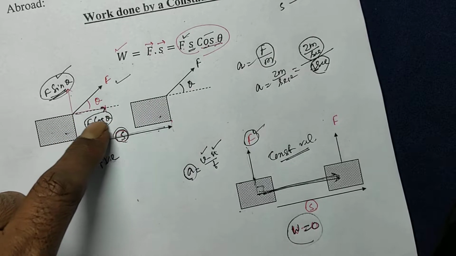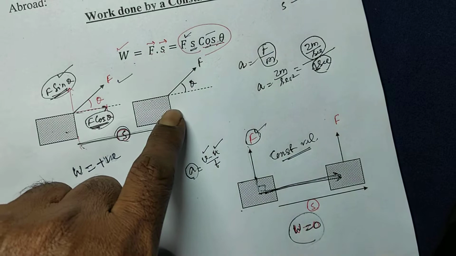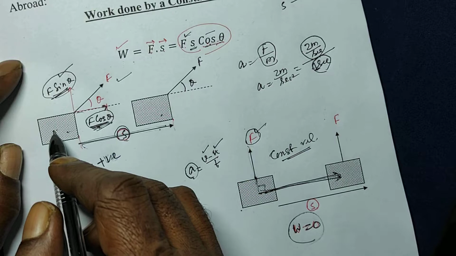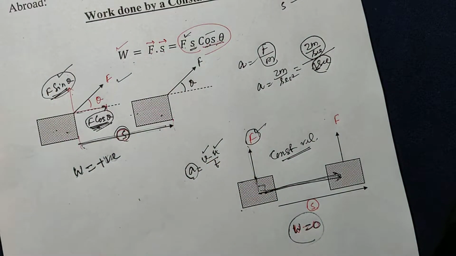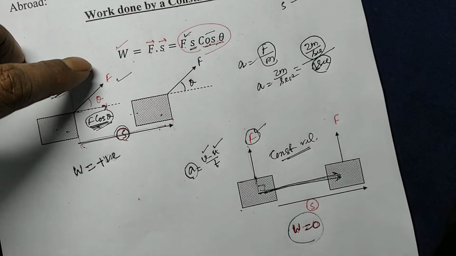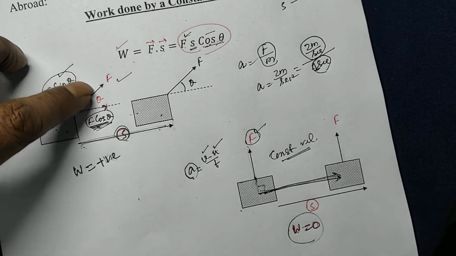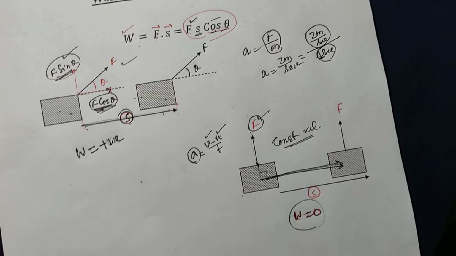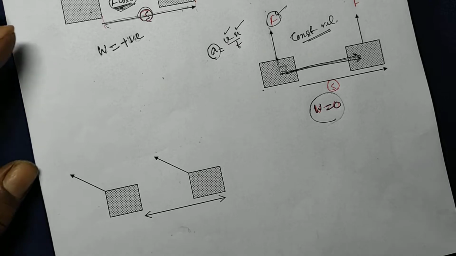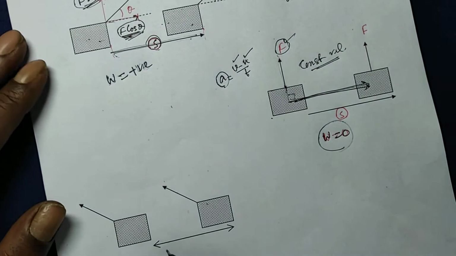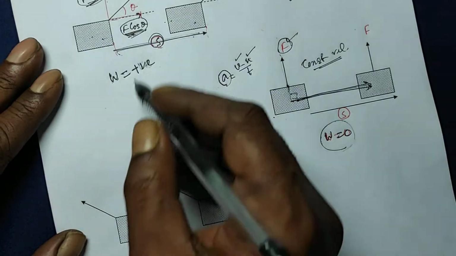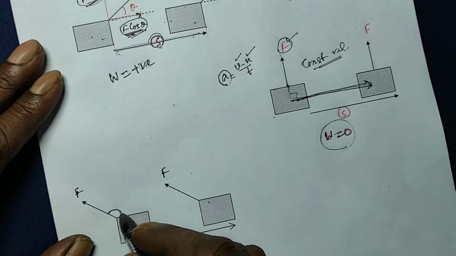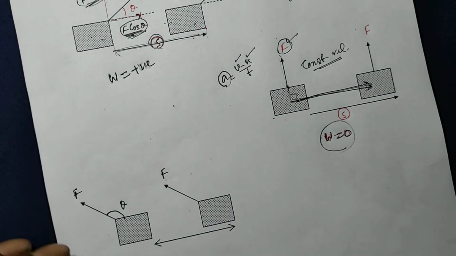Here, due to this F, one of the components is F cos theta, and the F cos theta is to the right side. And since this is a force, this body will have an acceleration, means its velocity is trying to increase. So if the F is making an acute angle, the speed of the body tends to increase. Now, coming back to the third one, I will do a few numericals also. Now suppose the same force. Now if you look, this angle is obtuse, greater than 90.